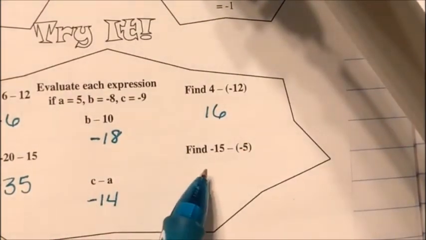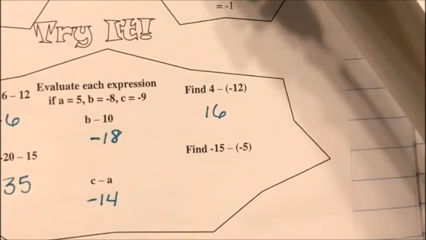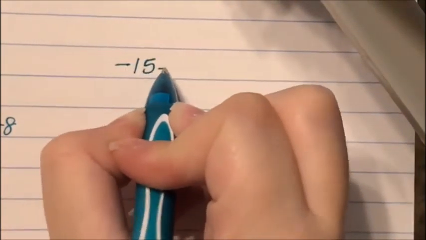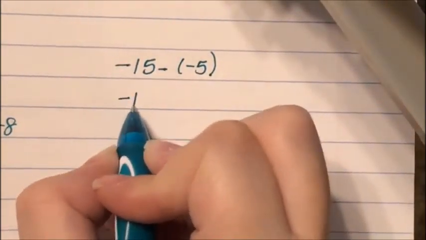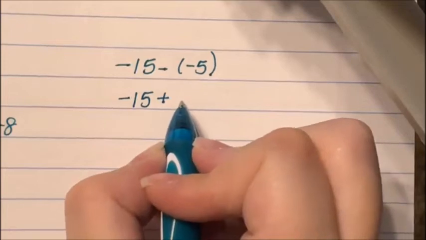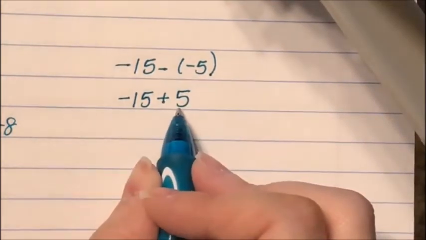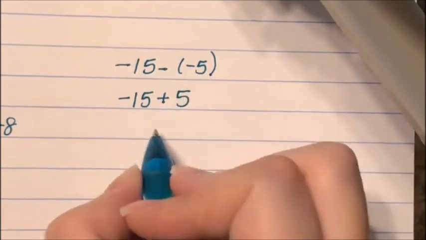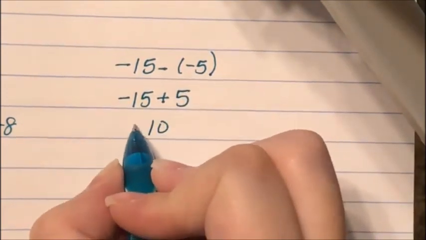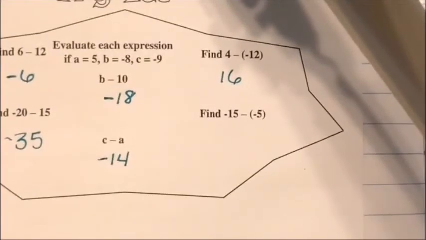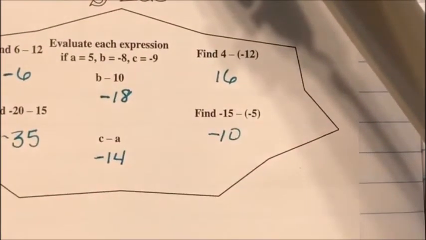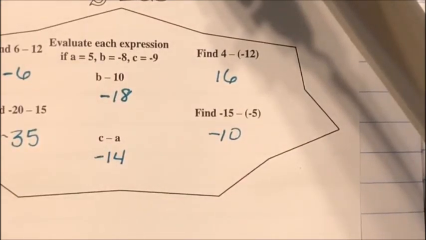Okay. Then I have find negative 15 minus a negative 5. So I get negative 15 plus 5, different signs, so I subtract. 15 minus 5 is 10. 15 is bigger, so I get a negative 10. And that is the end of lesson 3.